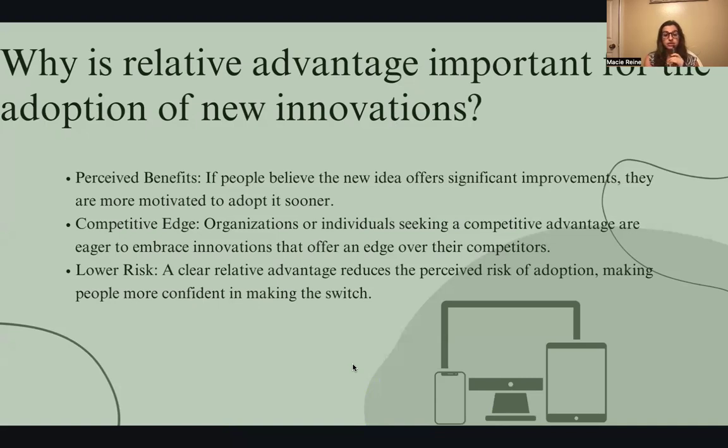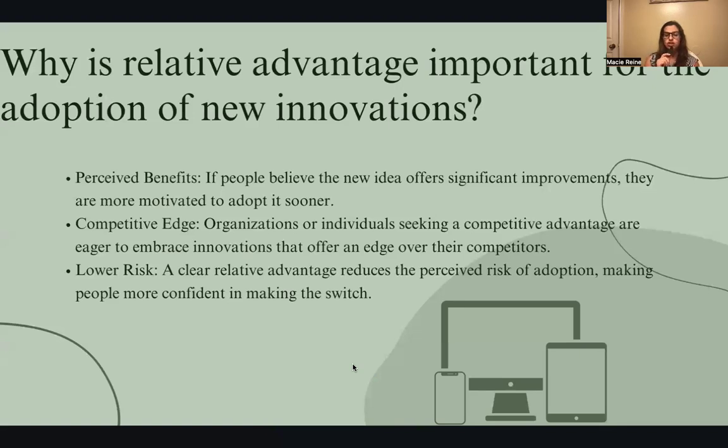So first off, a relative advantage is crucial because it highlights the value of the innovation to potential users. The innovation shows clear benefits like saving time, reducing costs, or improving efficiency. It will more likely be adopted, and adopted quickly, because people are more motivated by these tangible improvements. I've also given you some bullet points here that I'd like to discuss.